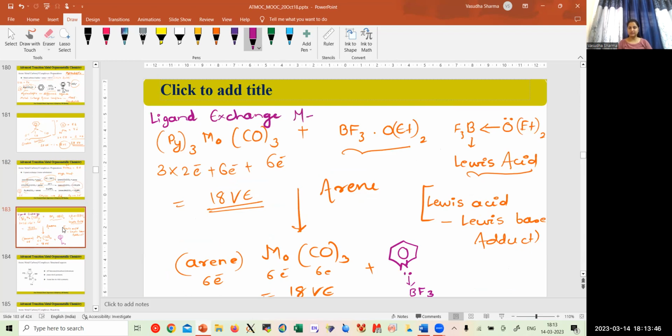You can try out other examples also, where you will find that the total number of valence electrons remains the same. The second thing is that it is just a ligand exchange where the same number of electrons has to come into the picture, because to maintain the total charge on the complex we are going from neutral to neutral, which is not possible in the case when we are taking an arene and AlCl3, that is a Lewis acid.